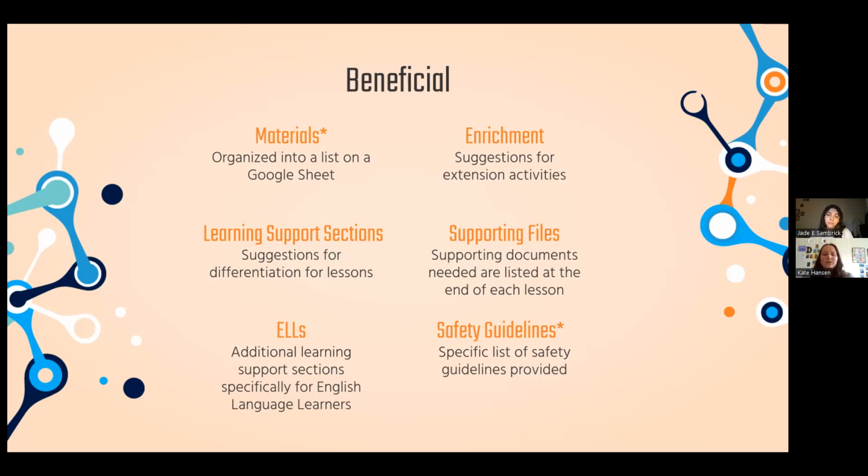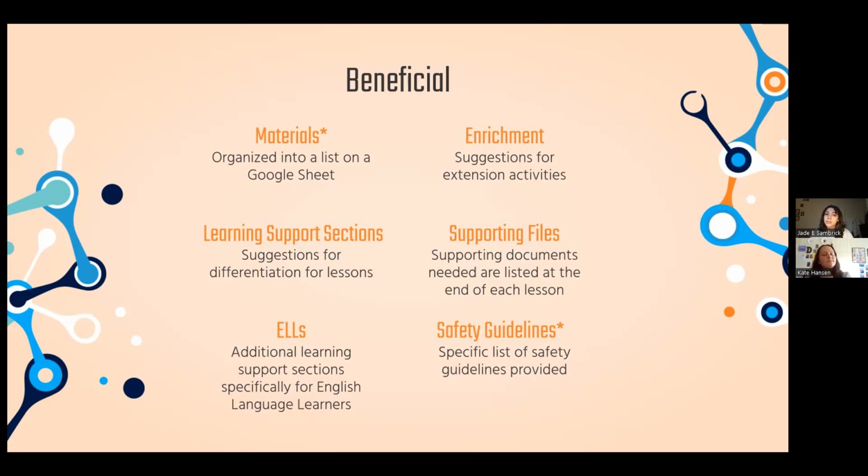Another thing that we found beneficial is the English language learner sections for parts that incorporated literature. So this provided additional learning support sections specifically for ELLs. And this is an important part because students have several different backgrounds or learning ability. In addition to those 2 sections, there's also enrichment, which is suggestions for extension activities, which is also good for your gifted learners or early finishers, anyone who needs an extra challenge.